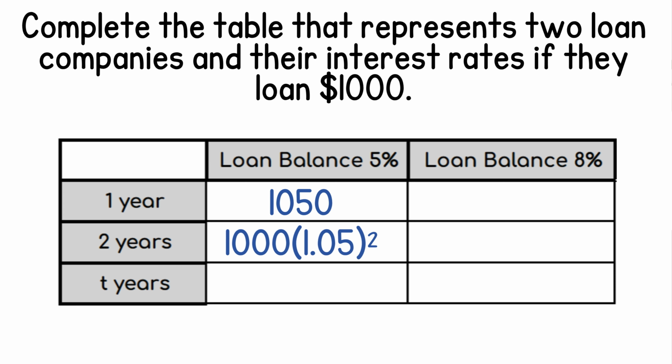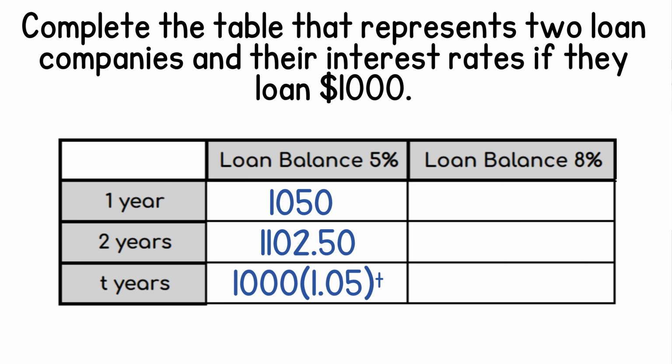For 2 years, we'll start with the same expression, but now our exponent will be 2. 1.05 squared will give us 1.1025, and multiplying that by the original amount of 1,000 will give us a value of $1,102.50. To represent T years, this tells us that we can find the value after any amount of years given, so we'll just leave the variable T.